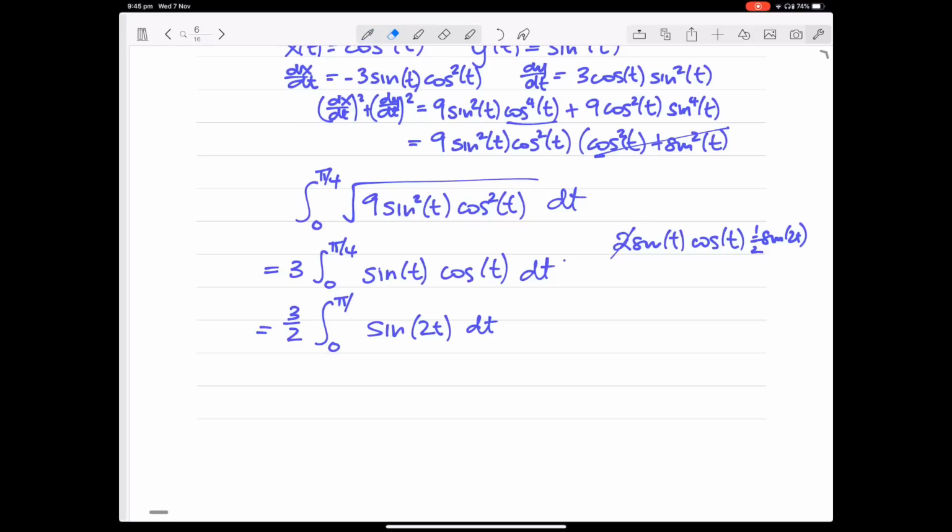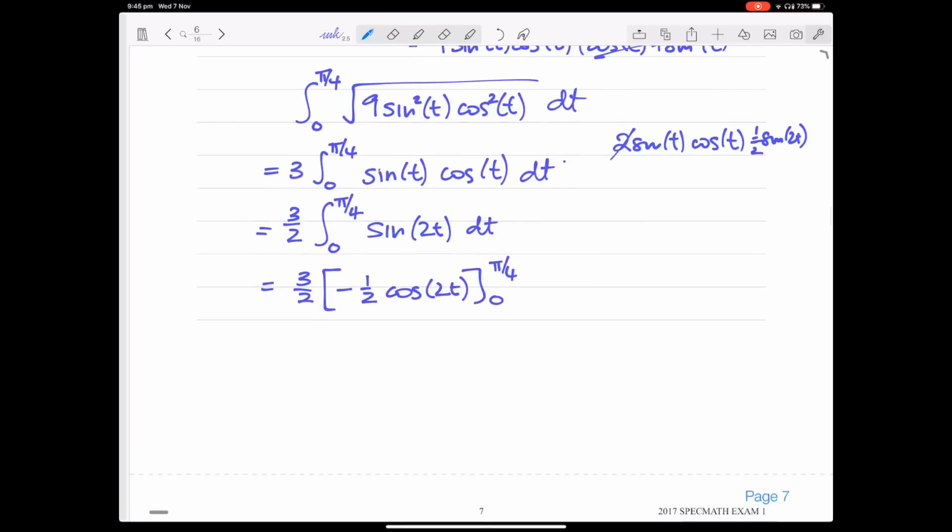Somehow I did this magical thing where I put a 4 up here. So let's change it back. Okay, so we get 3 on 2. When I integrate sine of 2t, I'm going to get negative a half cos 2t, from 0 to pi on 4.